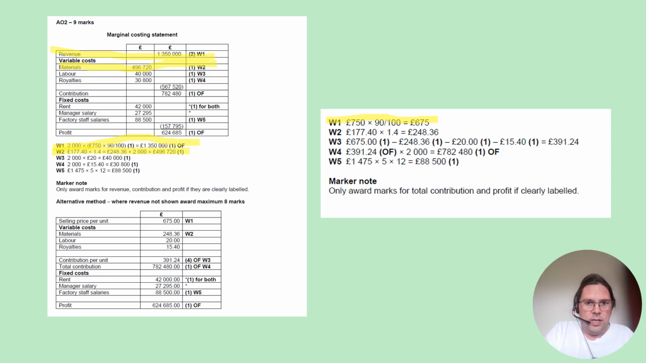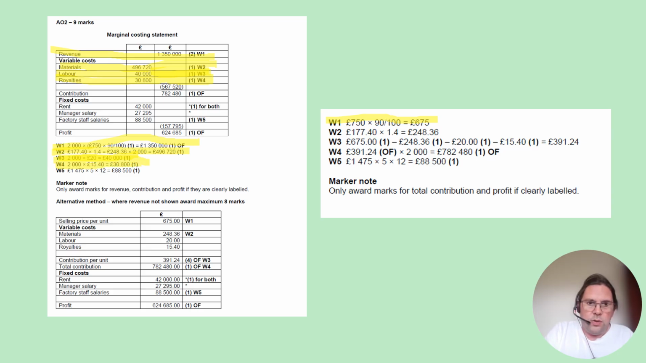Then you had the labour, so the £20 per washing machine for 2,000 units gives you the £40,000, and then the royalties were £15.40 per washing machine. So if you've got those figures included, you're going to get a mark each, and we're already up. So highlight W4. We're already up to 5 marks. I don't think we've really done a huge amount of work.